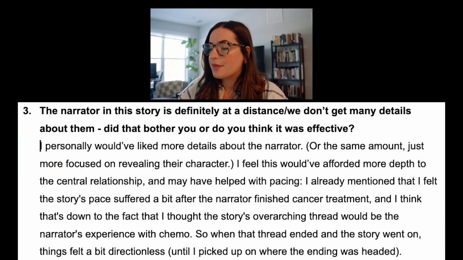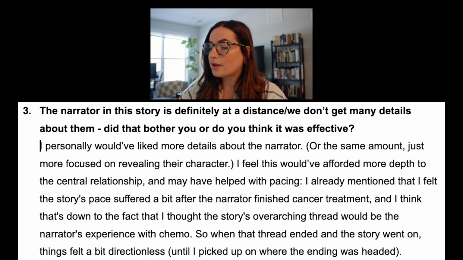Question 3. The narrator in the story is definitely at a distance. We don't get many details about them. Did that bother you, or do you think it was effective? I personally would have liked more details about the narrator, or the same amount, just more focused on revealing their character. I feel this would have afforded more depth to the central relationship and may have helped with pacing.